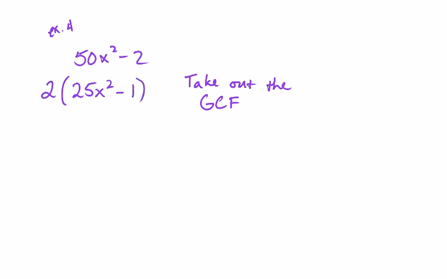Now when you look inside the parentheses, you actually see a difference of squares situation. The square root of 25x squared is 5x, and the square root of 1 is 1. So this would factor to 5x minus 1 and 5x plus 1, and that 2 would remain in front. And so that would actually be fully factored.